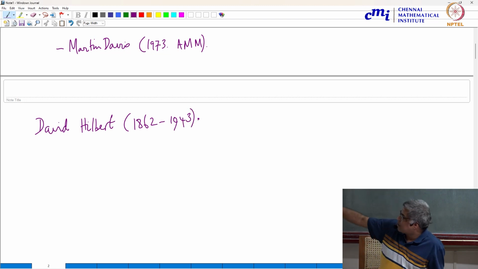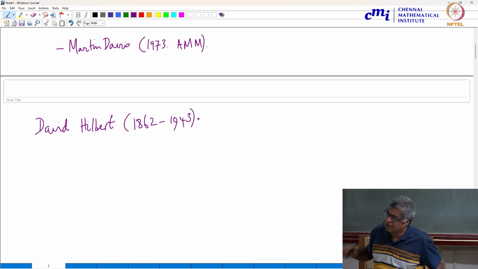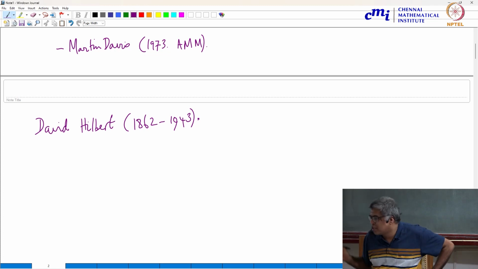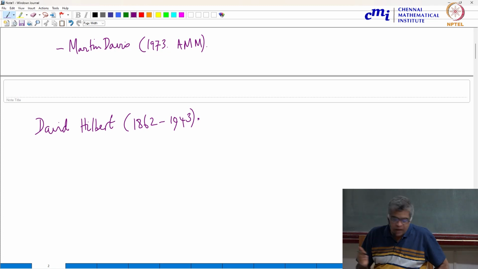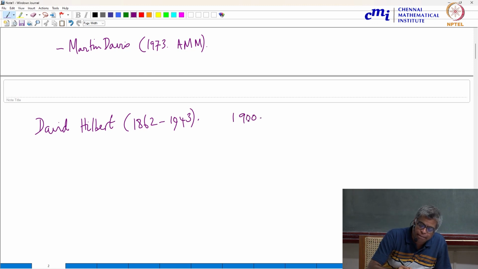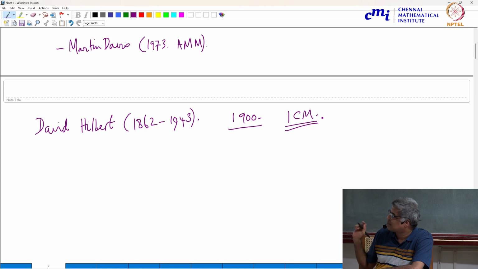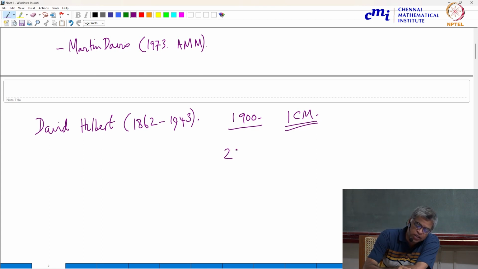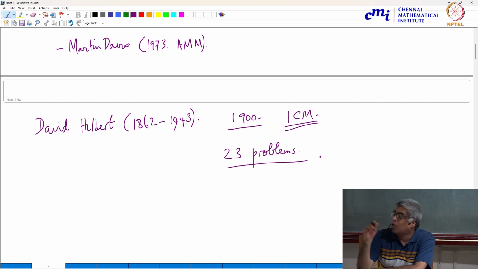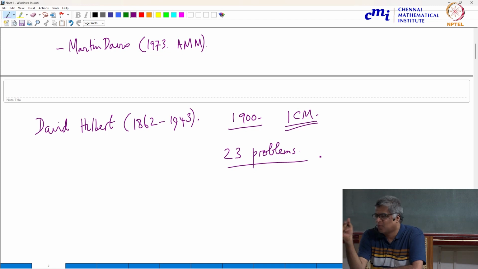So David Hilbert was a mathematician who lived from 1862 to 1943. He was one of the most influential mathematicians of his time. In 1900, he gave a famous lecture at ICM. How many of you have heard of ICM? International Congress of Mathematicians, in which he listed out 23 problems. Don't ask me what all the 23 are, I don't know. I only know two, one of which is Hilbert's 10th problem.